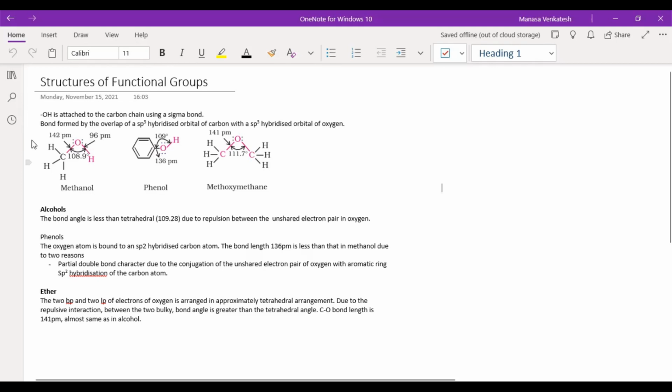Next, in case of ethers, you have two bond pairs and two lone pairs, and these are all arranged in a tetrahedral arrangement. Now, there'll be a repulsion between the alkyl groups. There will also be a repulsion between the lone pairs of electrons on the oxygen atom. Due to that, the bond angle is greater than the tetrahedral angle. So the bond length is almost similar to that of alcohols.